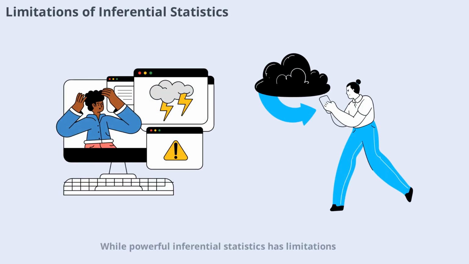While powerful, inferential statistics has limitations. Results depend on the quality of the sample and the appropriateness of the methods used. Bias, sampling errors, and incorrect assumptions can all affect the validity of conclusions. It's important to interpret findings cautiously and consider alternative explanations.